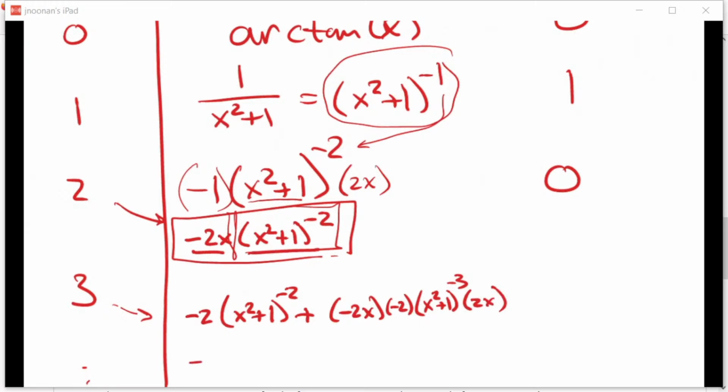We have -2 times x squared plus 1 to the -2. Ooh. Is that going to be plus 8x squared times x squared plus 1 to the -3? Yeah, I think so. Anyway, if I plug 0 into this, you can plug 0 into this yourselves. You actually just get -2.